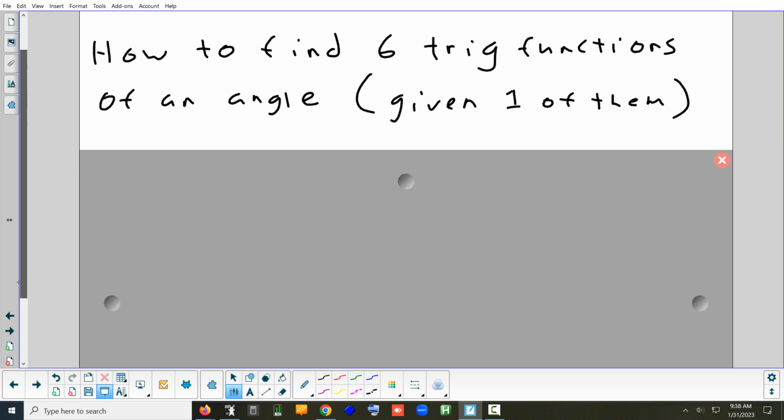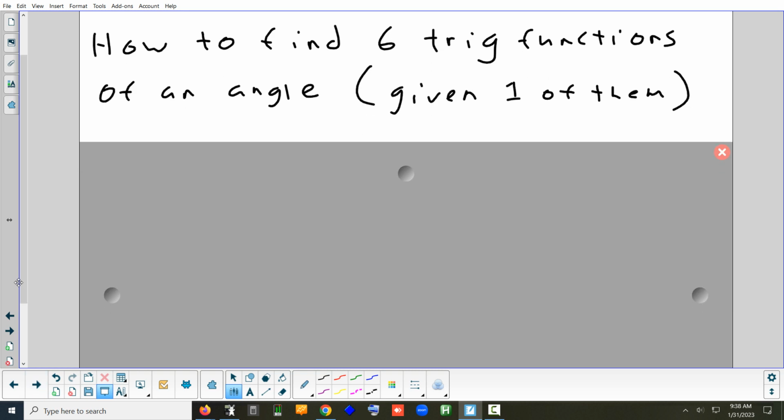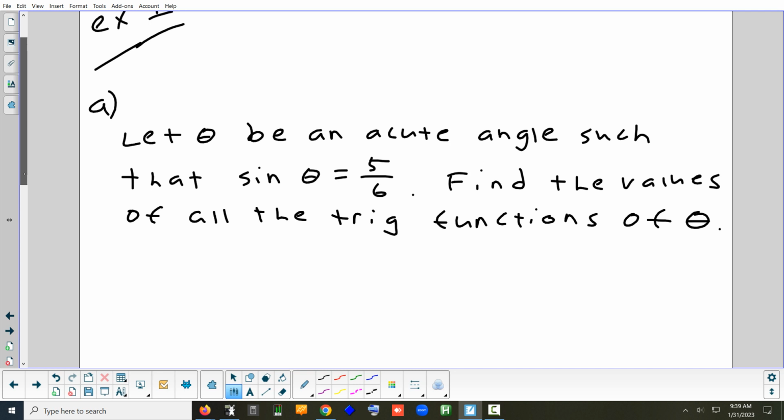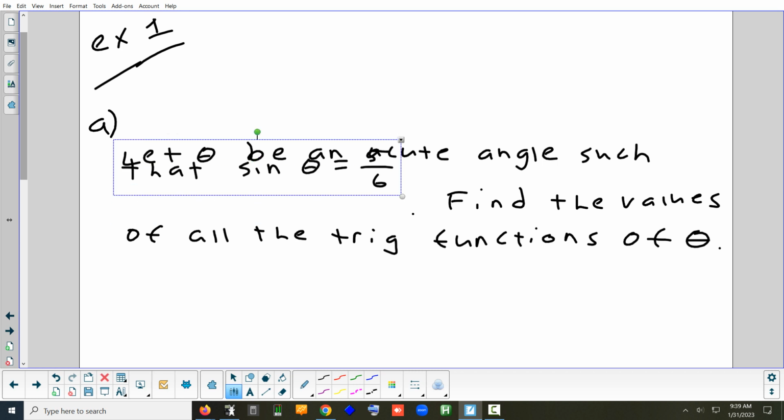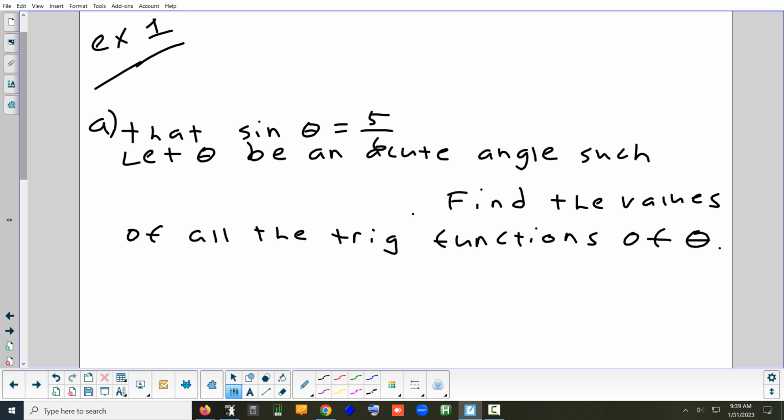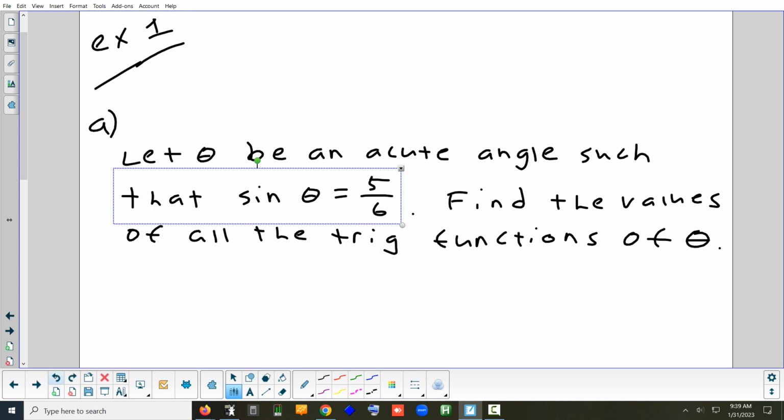All right, so how do you find all 6 trig functions? The sine, the cosine, all 6. If I give you one of them. Well, let's look at, don't write this down yet, but just look at the kind of problem we're going to do. Okay? I'm going to tell you that the sine of theta is 5/6. If I tell you that the sine is 5/6, what 2 things have I really given you? As long as you know what sine means. The opposite and hypotenuse. I've told you the opposite and the hypotenuse. So draw a picture.